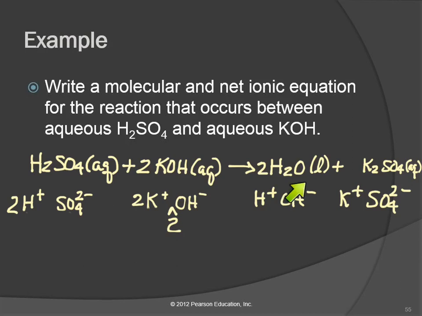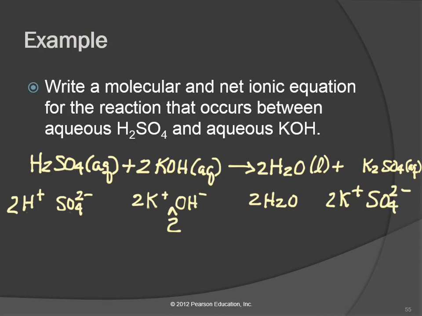Now this one, see that state symbol L? That's a liquid. We only separate into ions aqueous compounds. Liquids, solids, gases, you just write them as they are. So we don't want this shown as ions. We want this shown as water, and there's two of them. And then we're looking at this one. This one is also aqueous. There are 2 potassium ions, so I'm going to put a 2 here.